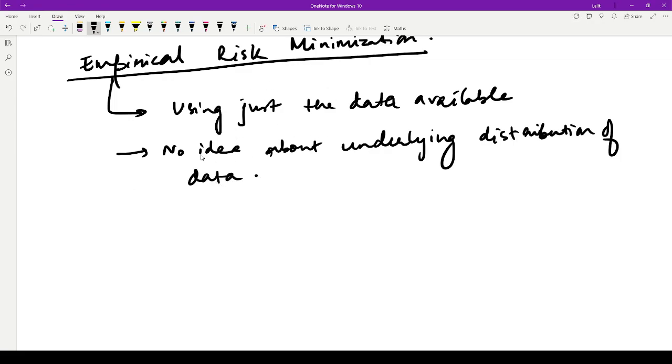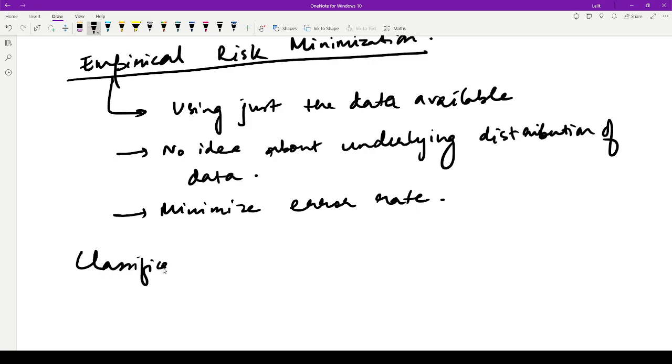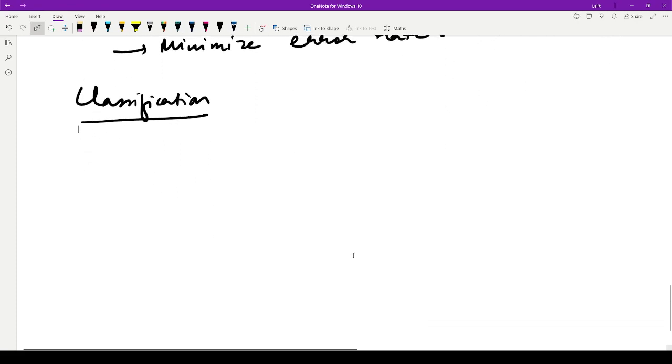And risk minimization, as I told, we want to minimize the error rate. So that's the whole idea of empirical risk minimization. Okay, so coming back to classification, since that was discussed in depth in the first lecture.